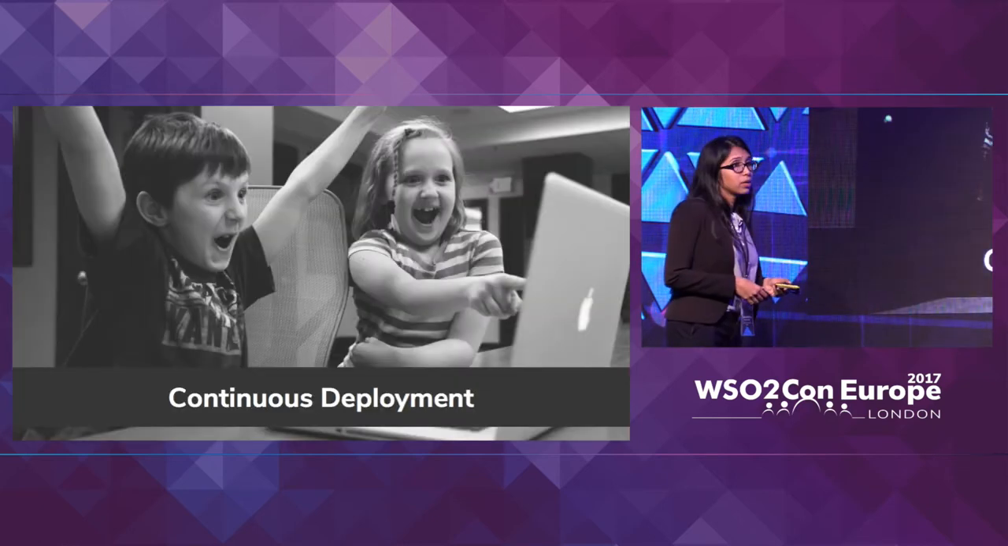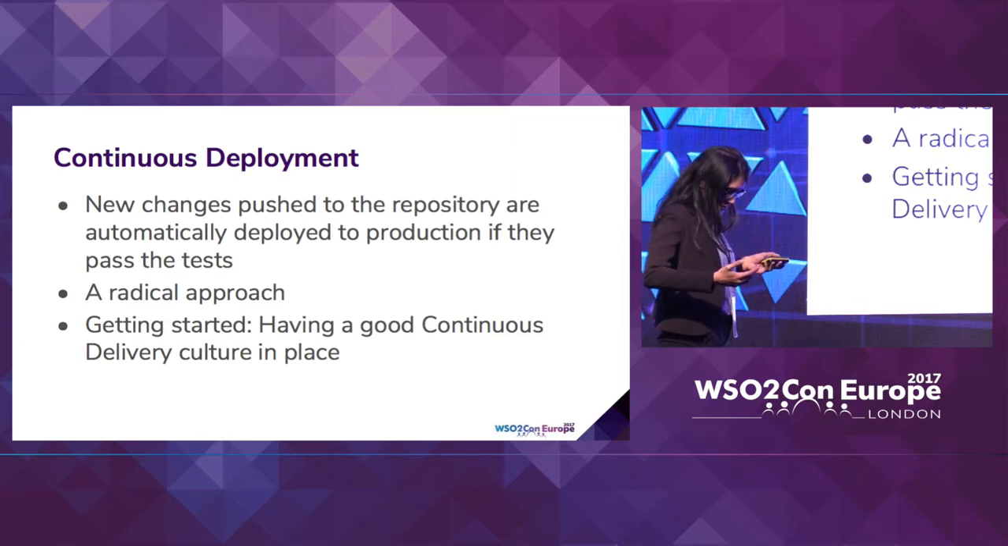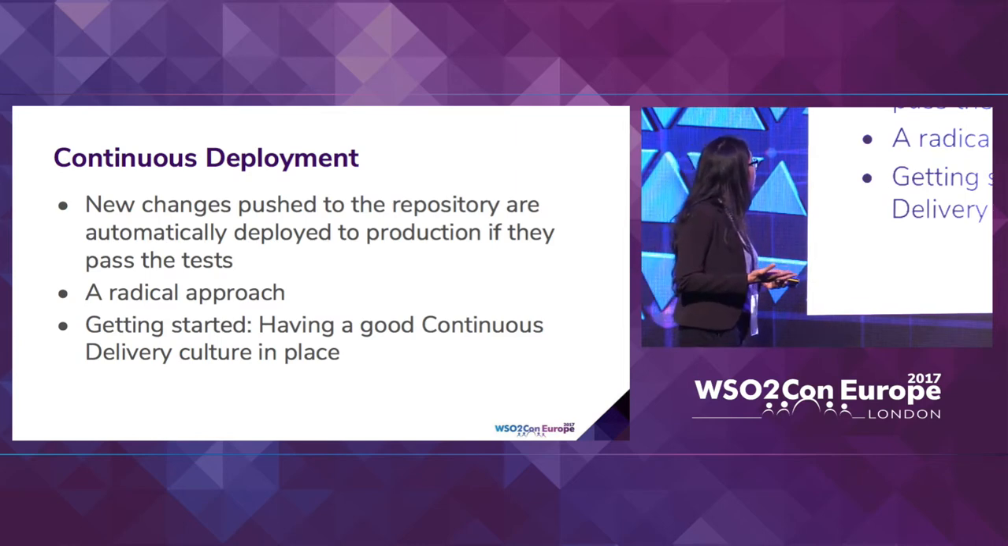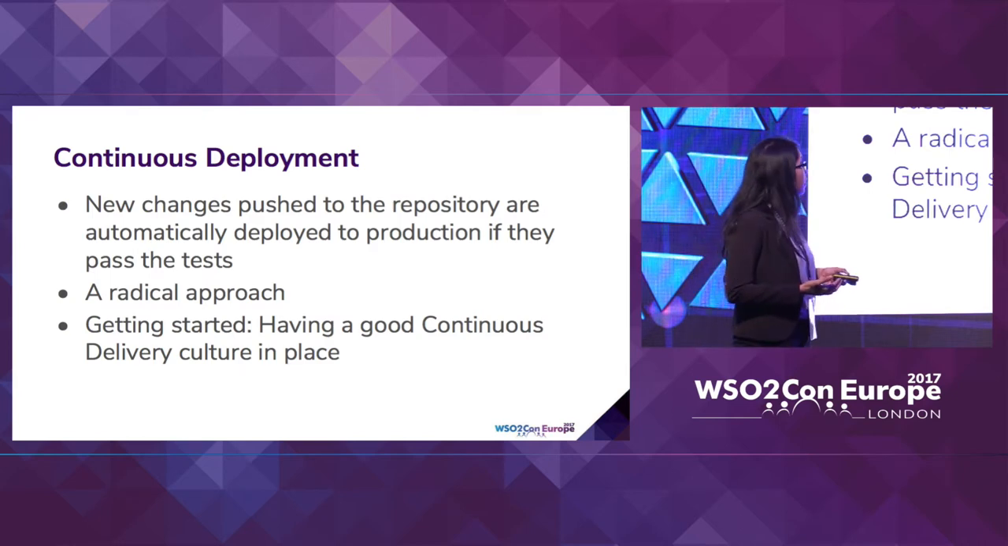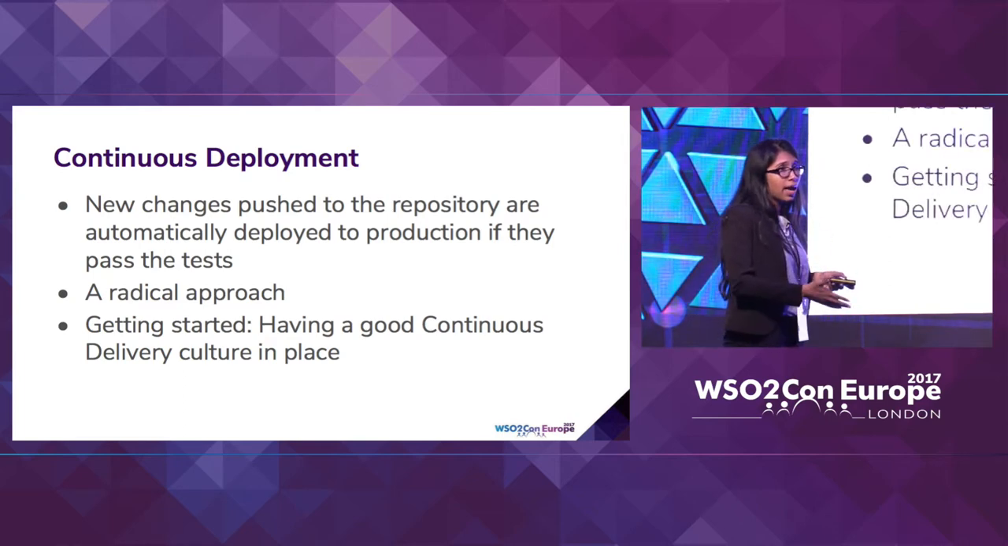So let's talk about continuous deployment. Here, the changes pushed to the repository are automatically deployed to production if they pass the tests. Earlier, in continuous delivery, you make the change, you commit the code, and if it passes the tests, it does not get deployed into production automatically, right? But in this case, say I'm a developer, and I commit my code, and if it passes all the tests, it goes into production. And that is continuous deployment.